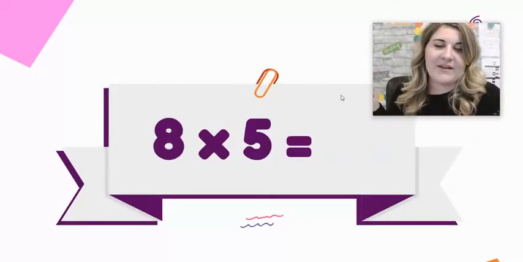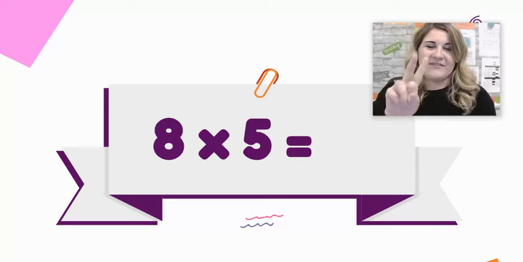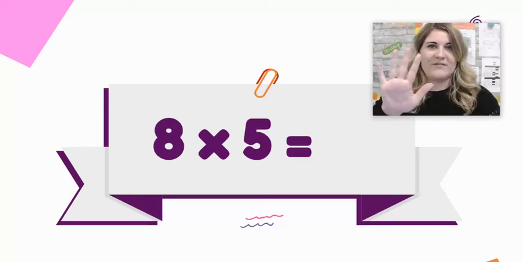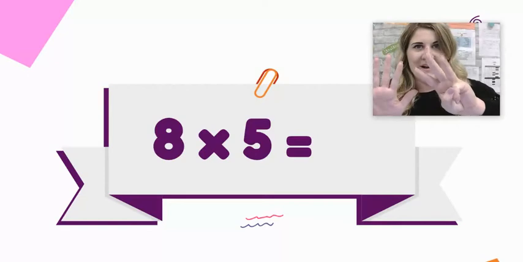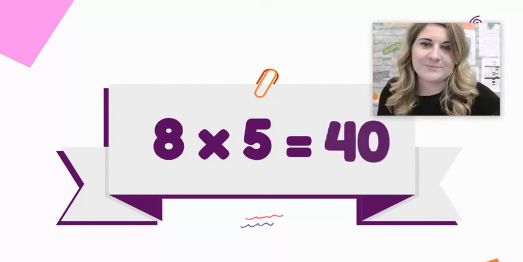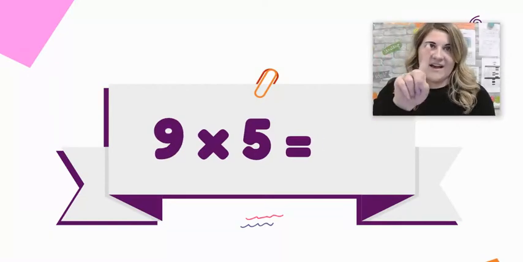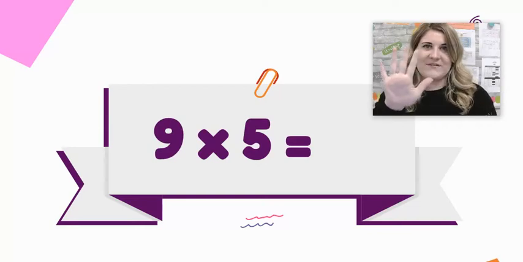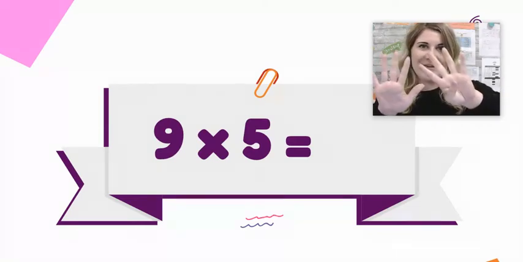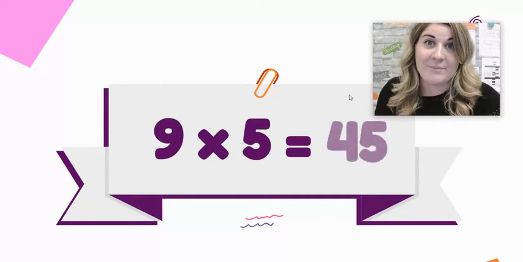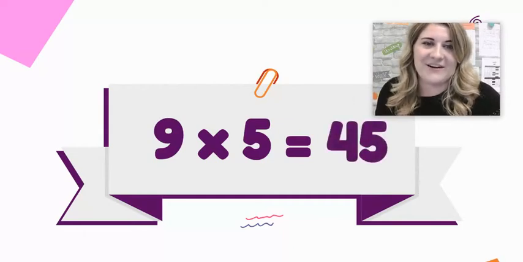Okay, next we have 8 times 5. Here we go. 5, 10, 15, 20, 25, 30, 35, 40. 40 is our answer there. 9 times 5. 5, 10, 15, 20, 25, 30, 35, 40, 45. We are getting up there in the numbers. Our products are getting very big.